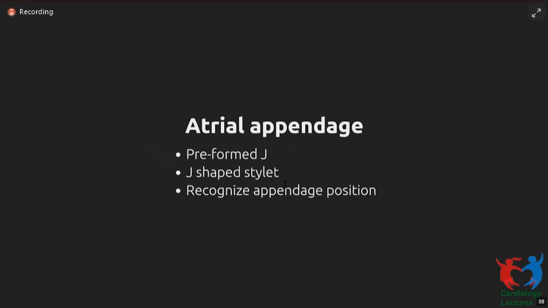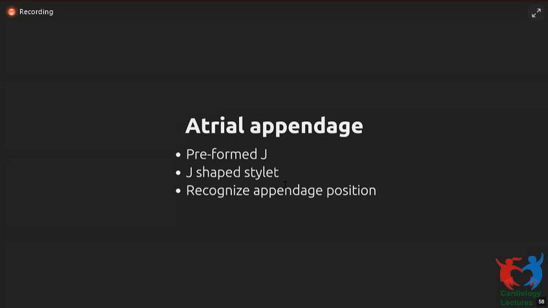Atrial lead placement, you can place either passive fixation leads, which usually come with a preformed J shape, or active fixation leads, which are usually straight leads, and you use a J-shaped stylet. Almost all the atrial leads we now place in the right atrial appendage, which is a very stable position and relatively safe in terms of low risk of dislodgement or perforation. But you can place them in other places also.